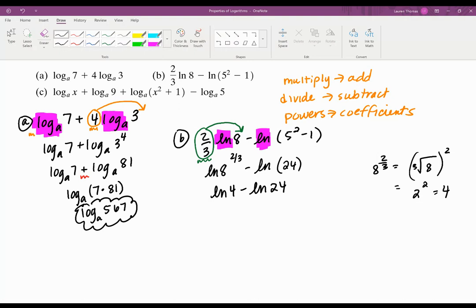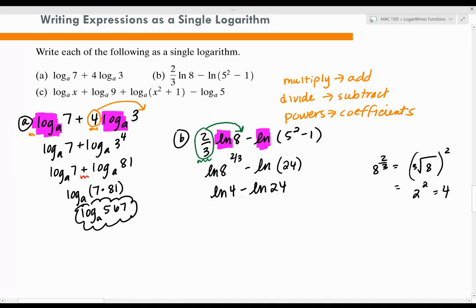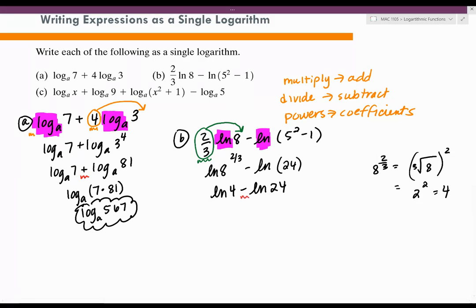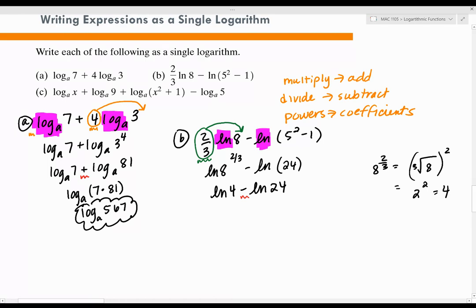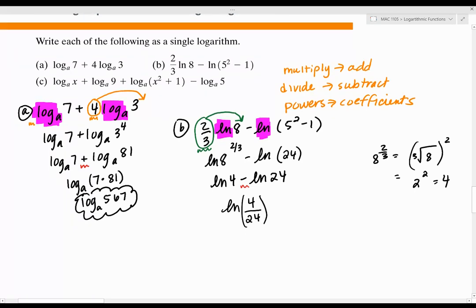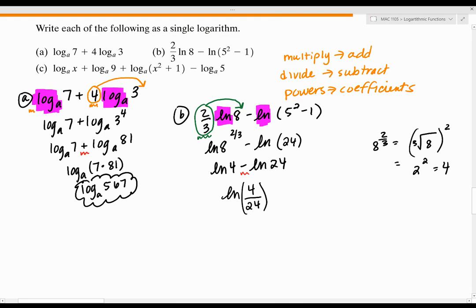Now in between these logs, I see subtraction. And by our rules, anytime you have subtraction, subtraction can be condensed using division for logs. So you're going to move from left to right. So you're going to have the natural log of 4 divided by 24. All right, let's see if that reduces. So 4 over 24 becomes 1 over 6.